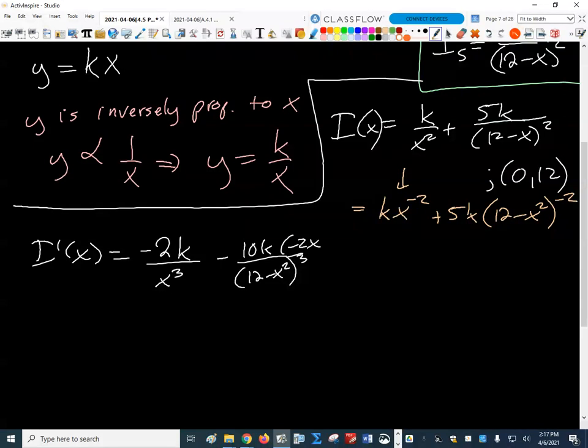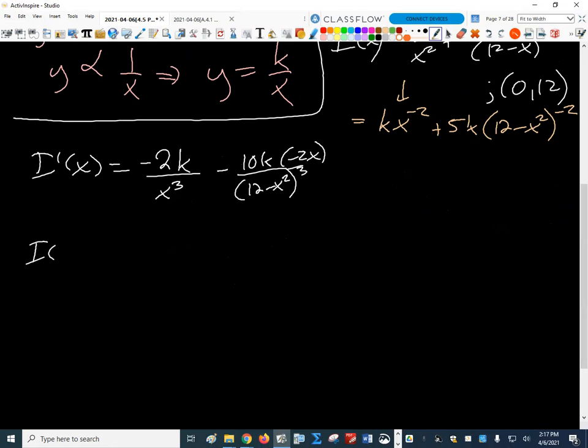So I could rewrite that whole thing then as, I'll put the positive term first, how about? So this is going to become a positive term. I'm going to get 20kx over 12 minus x squared cubed minus 2k over x cubed equals 0. Okay, are we going to want to take a second derivative here, do you think?